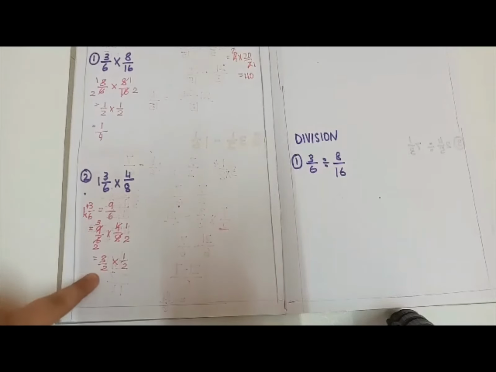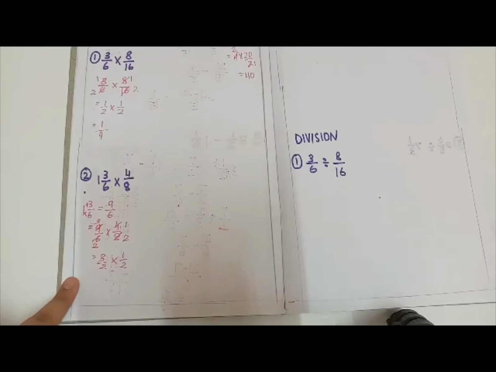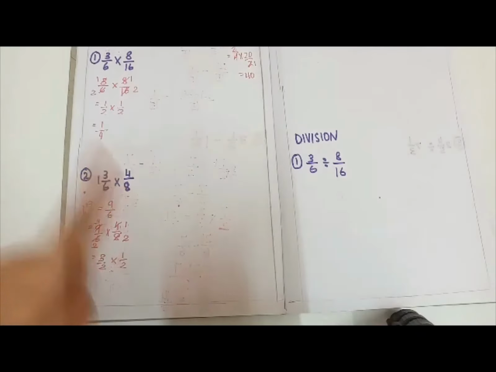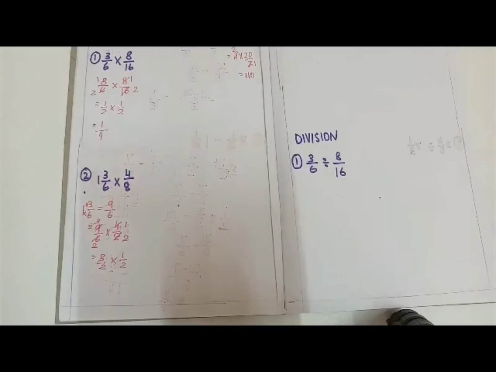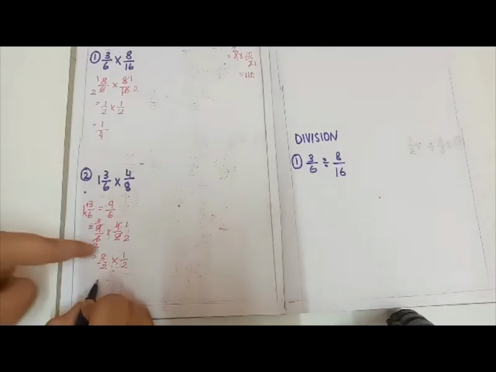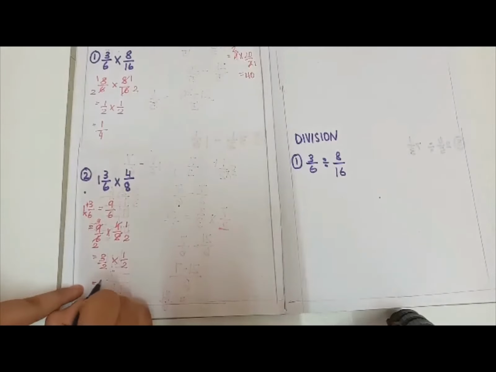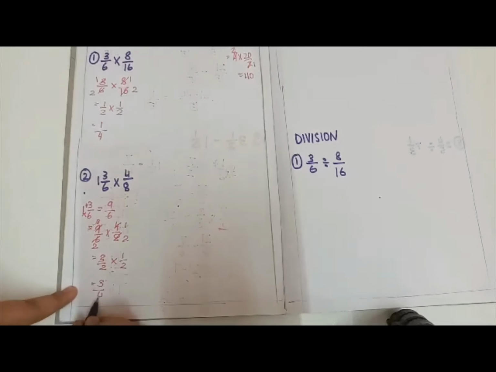So can we cut anything else? Like, can we cut here 3 and 2? No, we cannot. 2 and 1? No, we cannot. So after it's in the lowest form, we directly multiply the numerator with the numerator and the denominator with the denominator, which is nothing but 3 into 1 is equal to 3, 2 into 2 is equal to 4. So 3/4 is the answer.